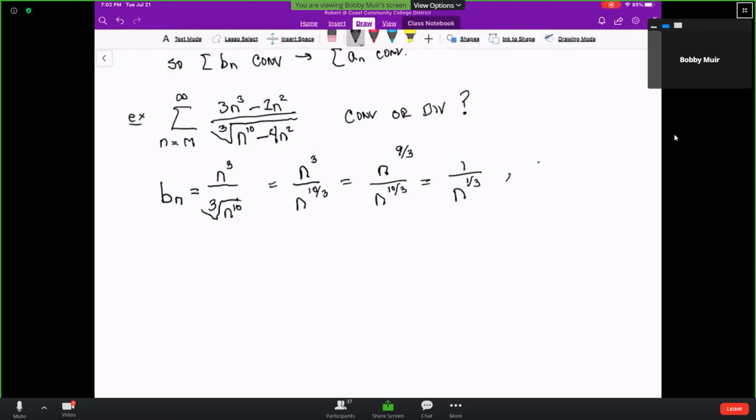Okay. Now, we know what this does. Converge or diverge? The exponent is 1/3. Isn't that converge? You guys are batting a perfect 0. Remember, the p here is 1/3. That's less than 1, right?